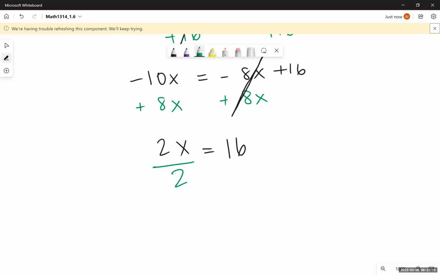This is 2x and this is 16. And then divide by 2. Divide by 2. It's a -2. And you get x equals 16 divided by 2 is 8. Signs are different, so it's negative.